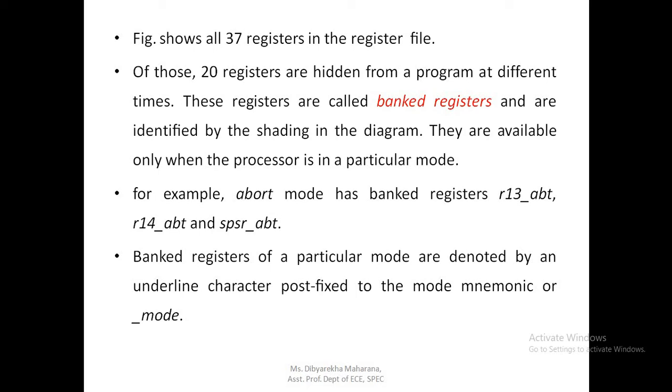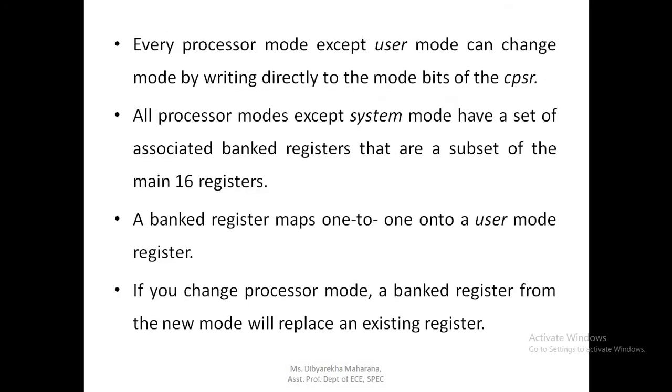They are available only when the processor is in a particular mode. For example, abort mode has banked registers R13_abort, R14_abort and SPSR_abort. Banked registers of a particular mode are denoted by an underscore postfixed to the mode mnemonic, or _mode. Every processor mode except user mode can change mode by writing directly to the mode bits of the CPSR.